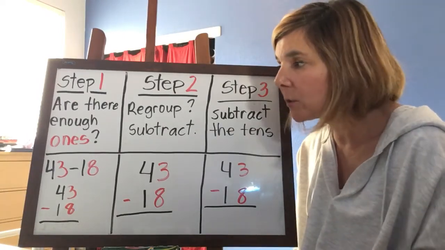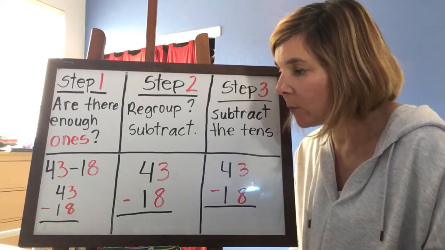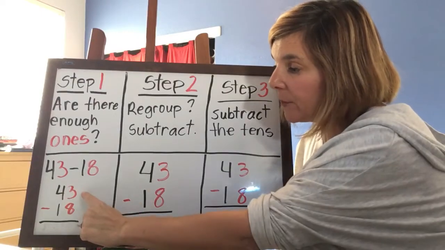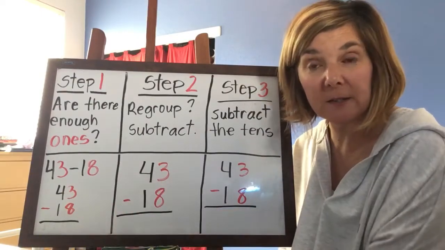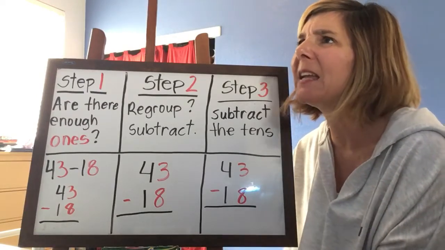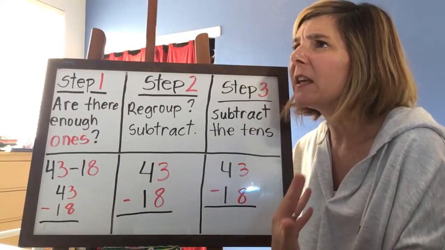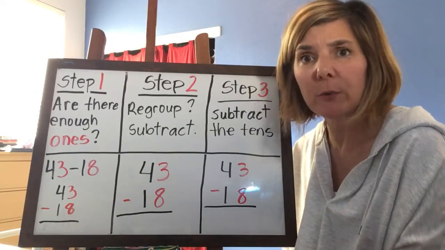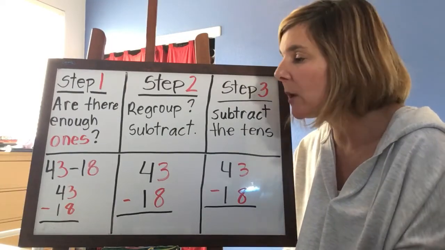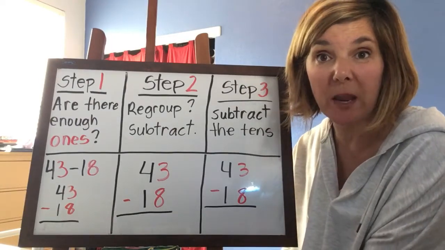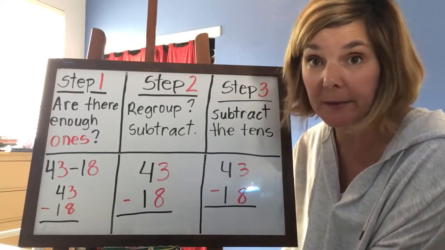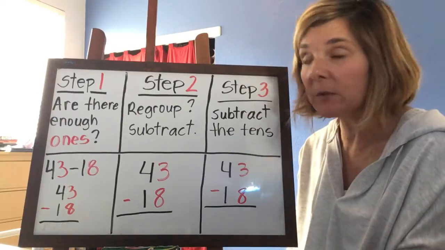Now let's ask the question again. Are there enough ones? Well, the 3 is on top of the 8. Can I take 8 things away when I only have 3 to start with? Imagine you had 3 Skittles and somebody asks you for 8. You don't have enough to give them. Let's go to step 2.